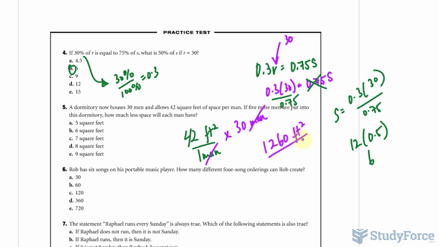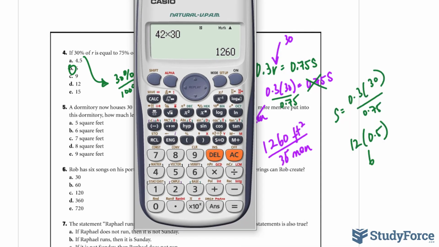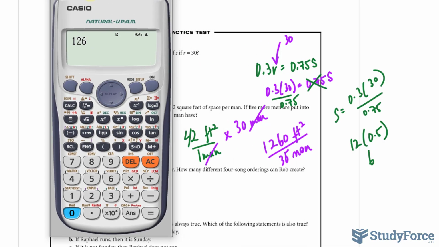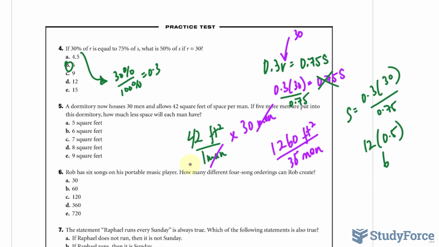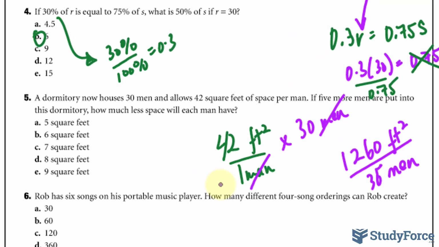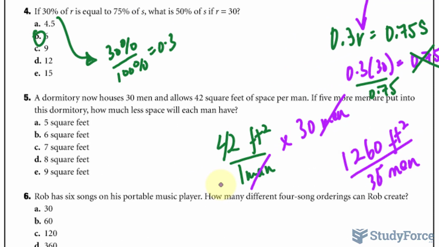So that's per 30 men. If we add 5 more, then we have 35. So let's see what the rate will be. 1,260 divided by 35. That's 36 square feet per every one man. That means there will be 6 less square feet per every man. That one almost had me stumped.